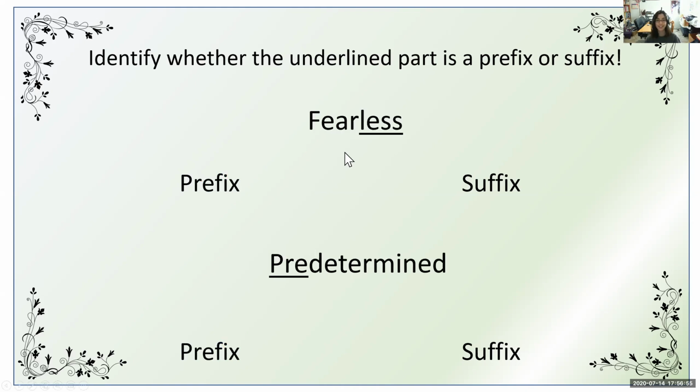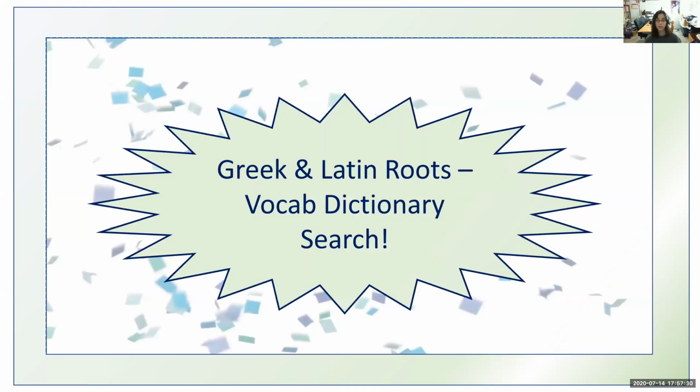Okay, now I think this is the last one. Fearless and predetermined. So we'll go with fearless first. So is less going to be prefix or suffix? If you said suffix, you are correct. It happens at the end of the word. What about predetermined, which means that it's already been determined? That's what that definition is. But predetermined, is the pre going to be prefix or a suffix? If you said a prefix, you are correct. Nice job.